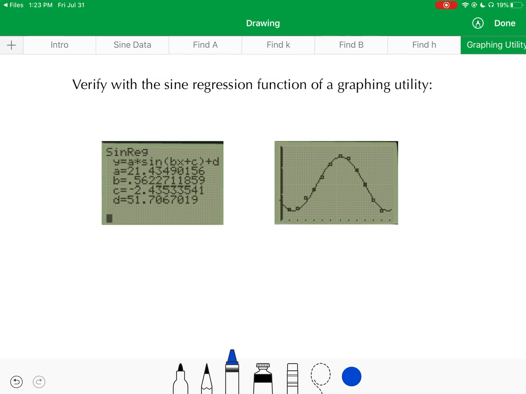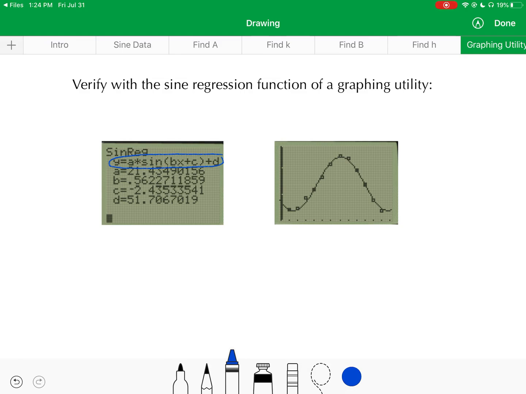You would do this much the same way as how we calculated linear and quadratic regression equations. You put your data set into list 1 and list 2 in the calculator, and then under your calculate menu, you would choose the sine regression option. All right, and if you do that properly, this is what it should lead you to. Understand that some of the parameters here are going to look a little different than what we found. That's because this model looks a little different than ours, okay?